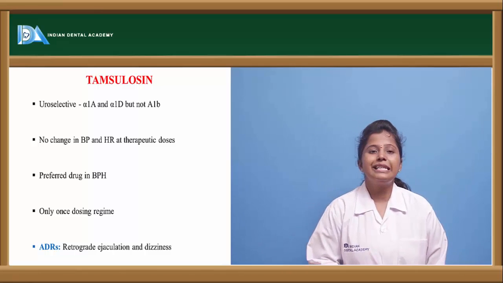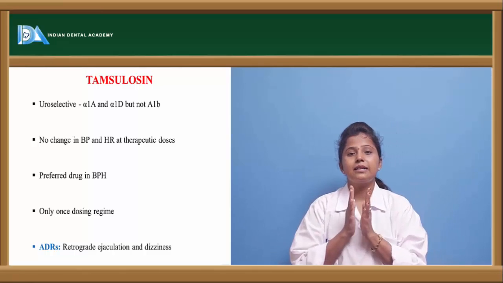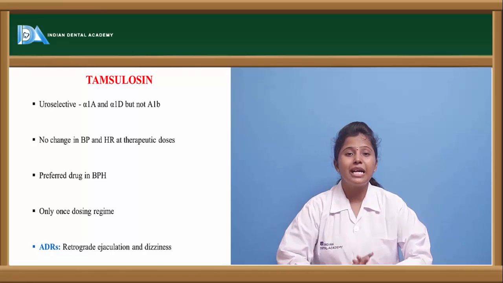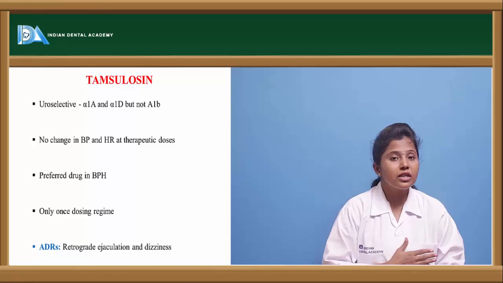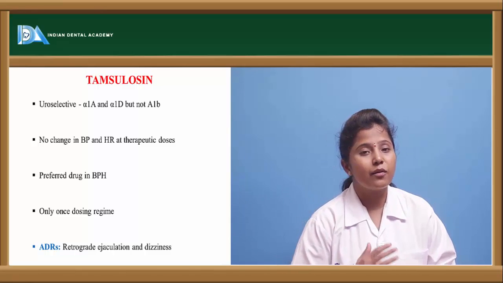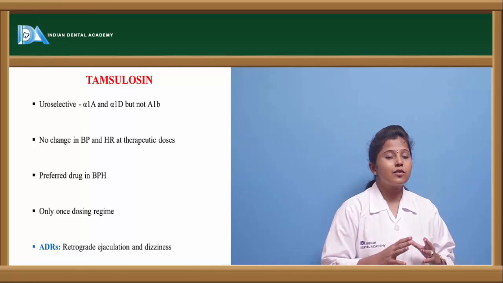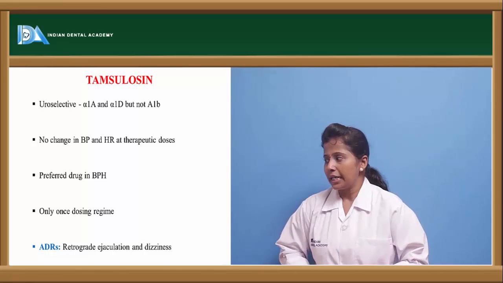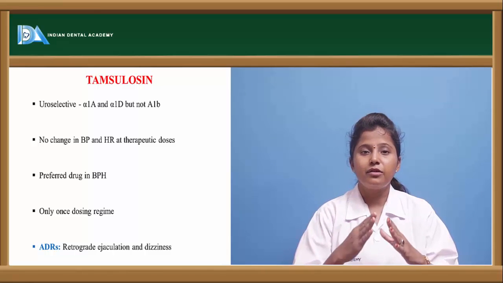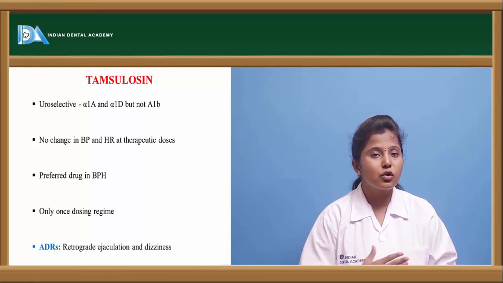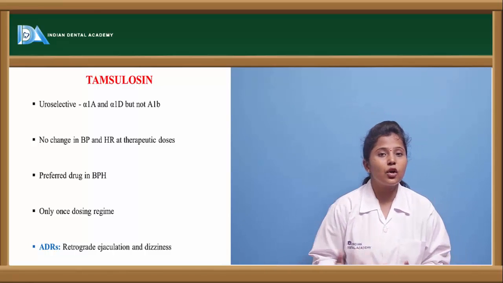So here the drug is selective only towards alpha-1A as well as alpha-1D receptors. It does not bind to the alpha-1B receptor. This is one of the characteristic features of the drug tamsulosin. Even if the drug is given for a longer period of time, the blood pressure and heart rate are not altered.